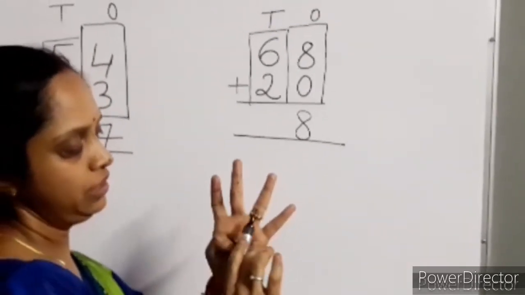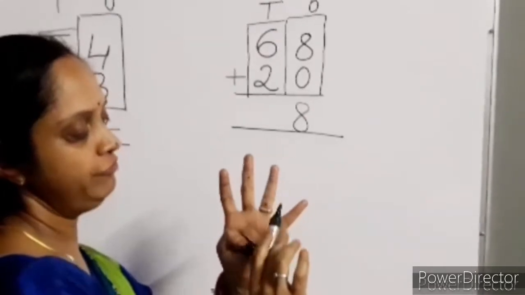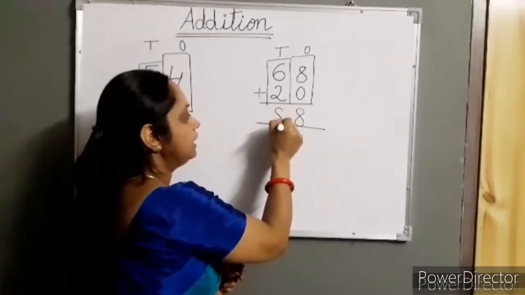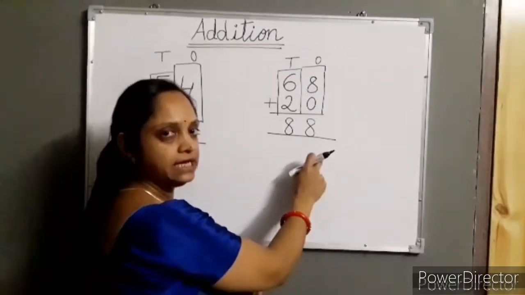1 2 3 4 5 6 7 8. So here 8 is your answer. That is 88 is your answer.